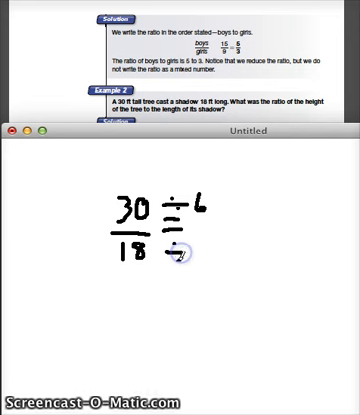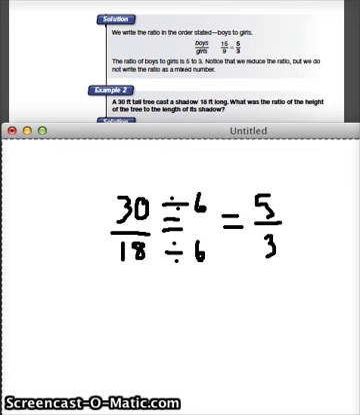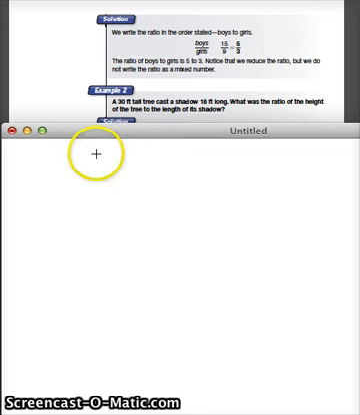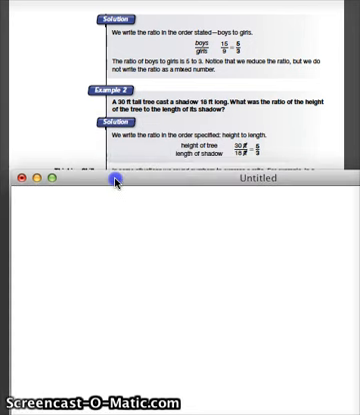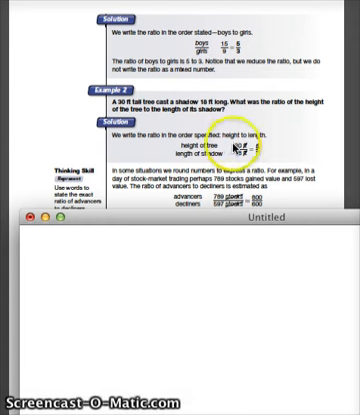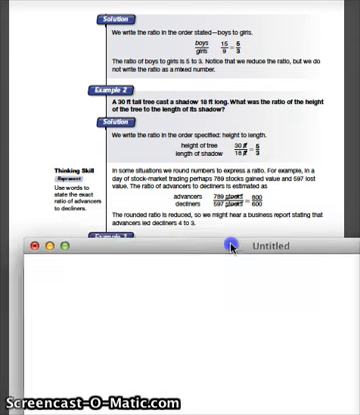Okay, so divide them both by 6. That gives me 5 over 3. Okay, 5 over 3. So let's select all, edit, cut. Okay, and check the answer, and sure enough, 30 over 18, divided both by 6, is 5 over 3. All right.